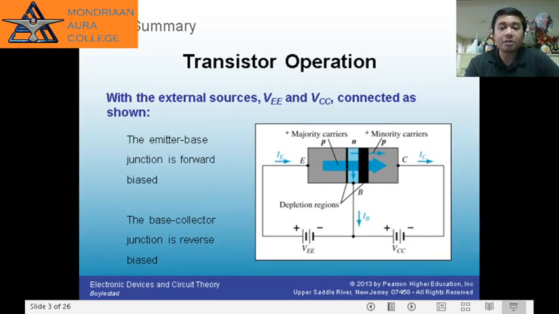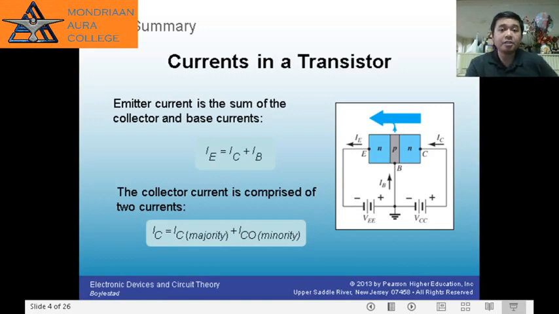In this case, meron tayong tatlong DC currents na nag-exist sa ating BJT. We have the emitter current, which is I sub E, papasok. We have the base current, which is I sub B, palabas ng base. And then we have I sub C, which is the collector current, which is the combination of the majority and the minority carriers.